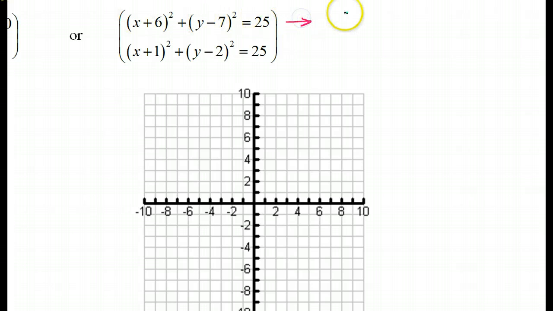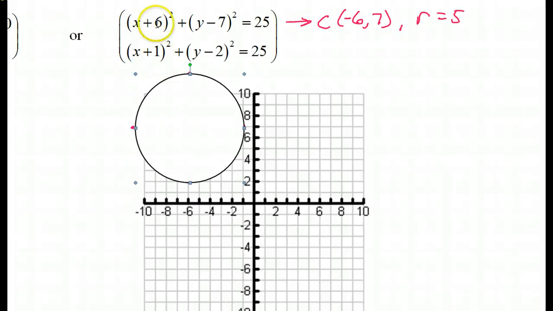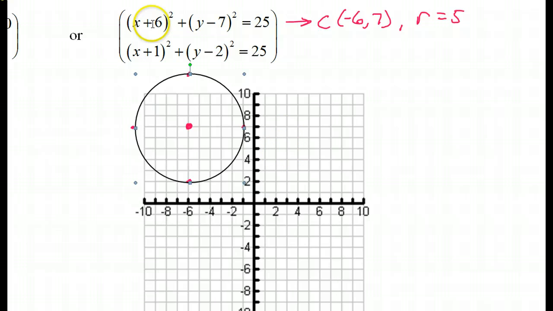So this first circle at the top has center -6, comma 7. It's just the opposite of these. And the radius is 5, the square root of 25. So you can use that information to graph the circle. -6, comma 7 would be right here. So there's our center. If the radius is 5, that means we're going 5 in all directions. So here's 5 that way, and then 5 in this direction, and then 5. So this shows us where the circle is going to be. Okay, so your circle is going to look very much like that.